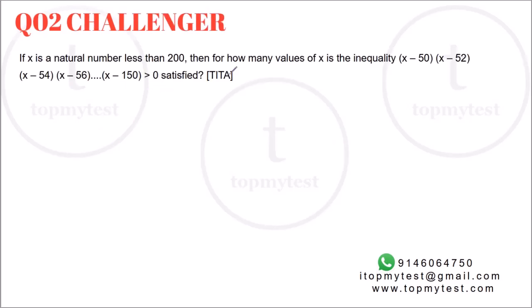A similar sort of question, which I'm told came up in CAT in the dark ages from CAT 2009 to CAT 2016, where basically anyone could say that this is a past CAT question. This is something you would have seen in multiple forms in your mock tests. So let's try to solve this. It says if x is a natural number less than 200, so x is less than 200. It's a natural number, so it has to be 1 or higher. Then for how many values of x is the inequality (x minus 50)(x minus 52)(x minus 54)(x minus 56) till (x minus 150) greater than 0 satisfied?